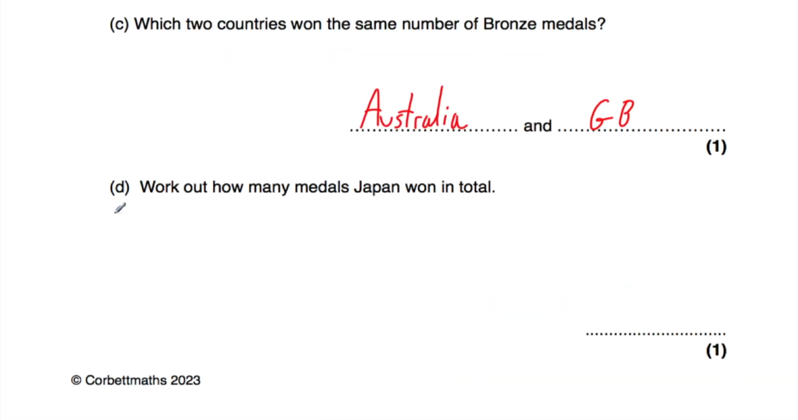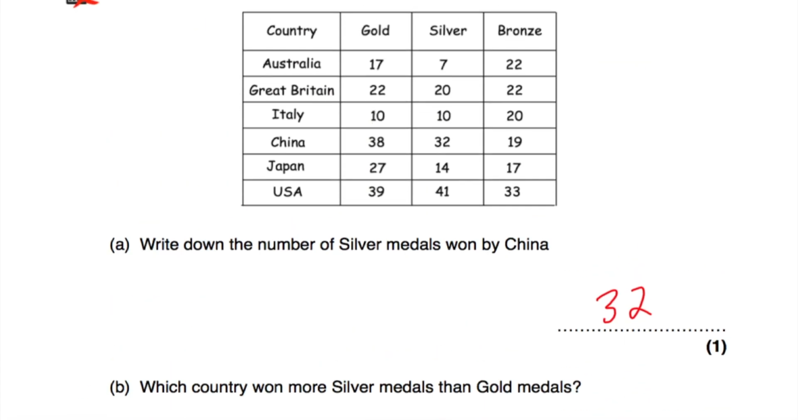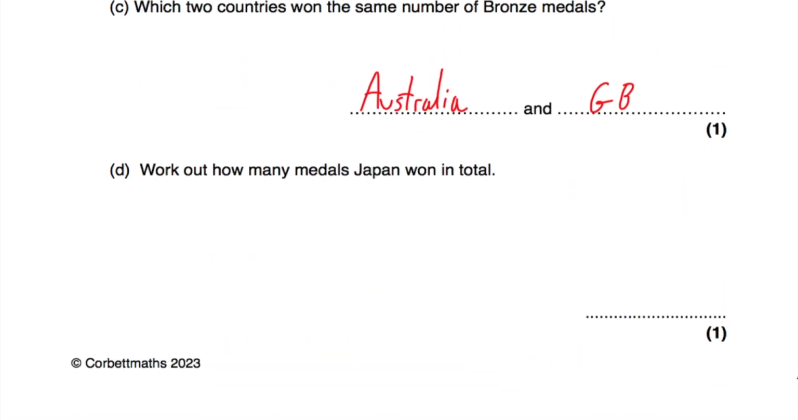Okay, and then we've got part D. Part D says, work out how many medals Japan won in total. So if we go up to the table and look at Japan, they won 27 gold, 14 silver and 17 bronze. Now this is a non-calculator question, so we're going to need to do 27 plus 14 plus 17. Let's work that out without a calculator.